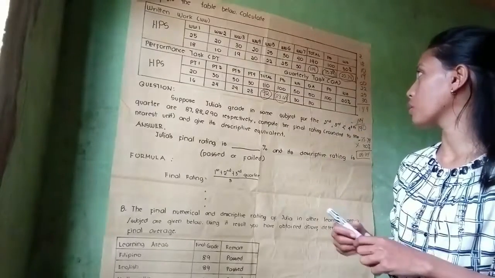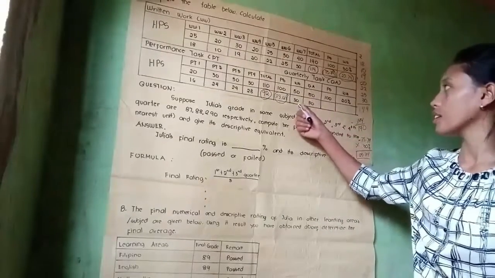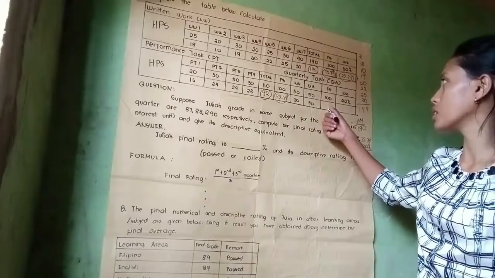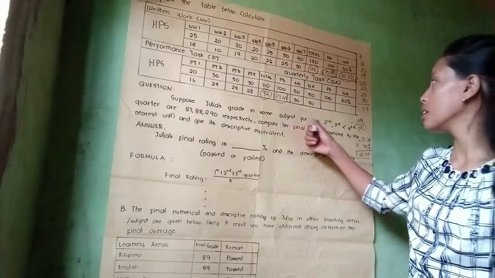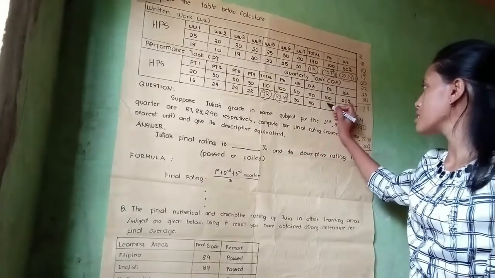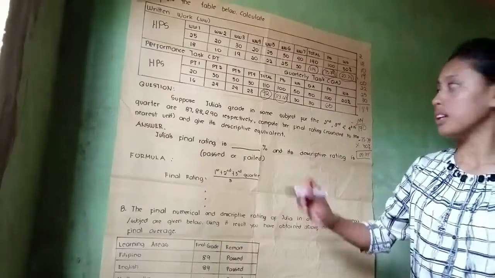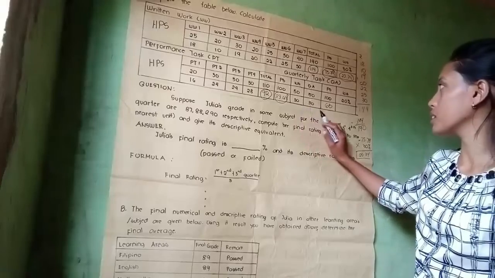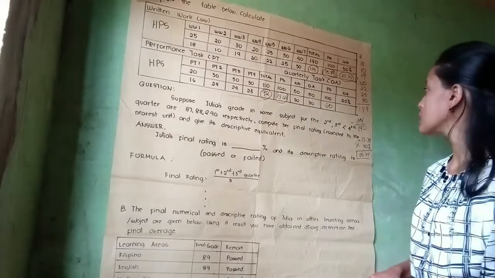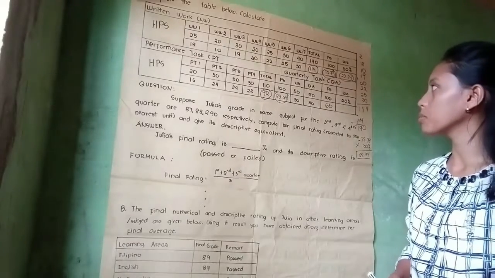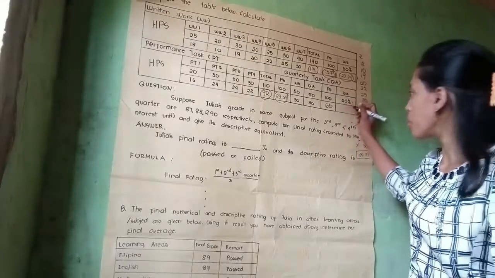Let's move forward to the quarterly test. To get the possible score, this is 60, and then add 30 plus 30 equals 60, and then 60 times 20% would be 12.